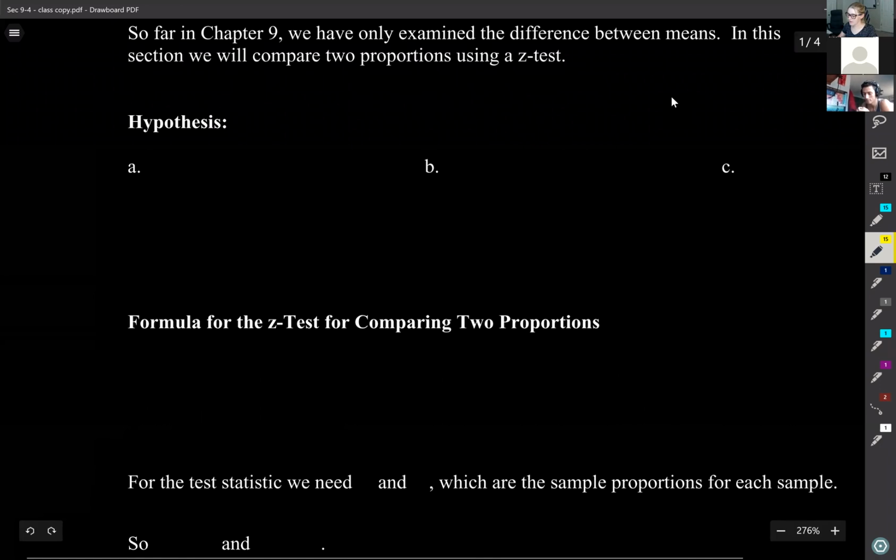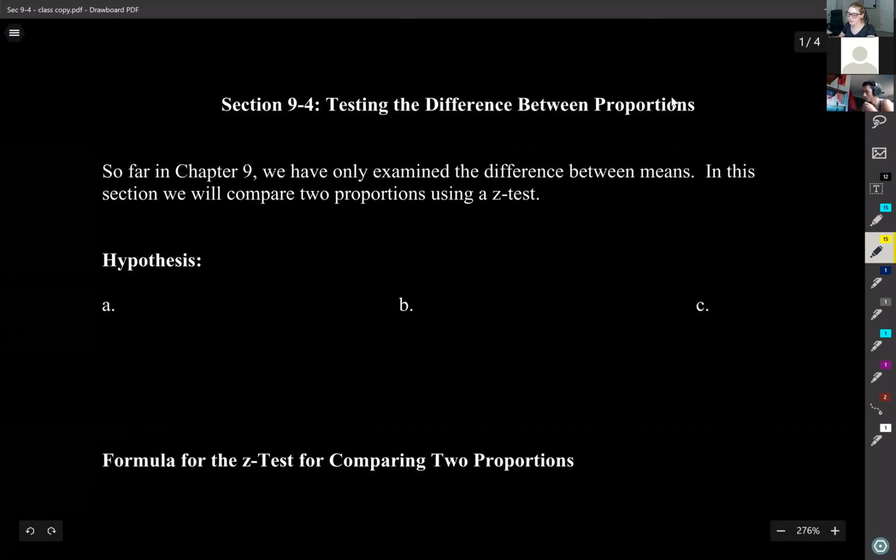So we did the means of independent samples and then dependent samples. So now we're going to be testing the difference between proportions, two different proportions. And so to do that, we're going to be using a z-test.